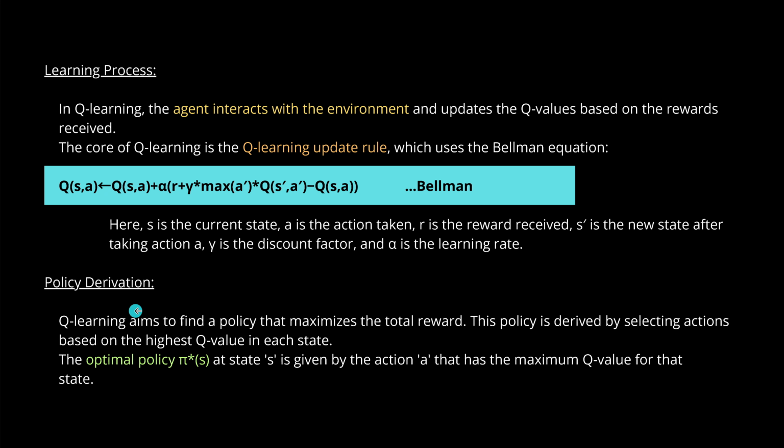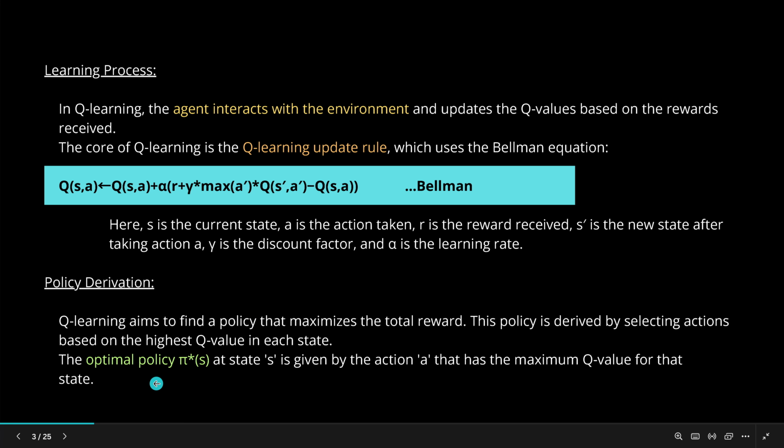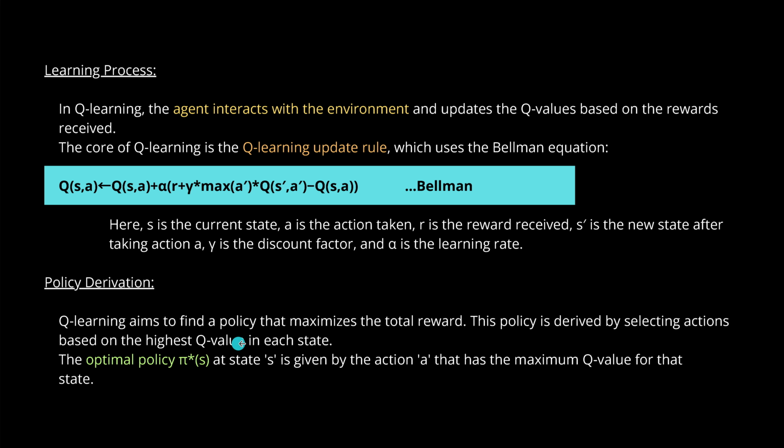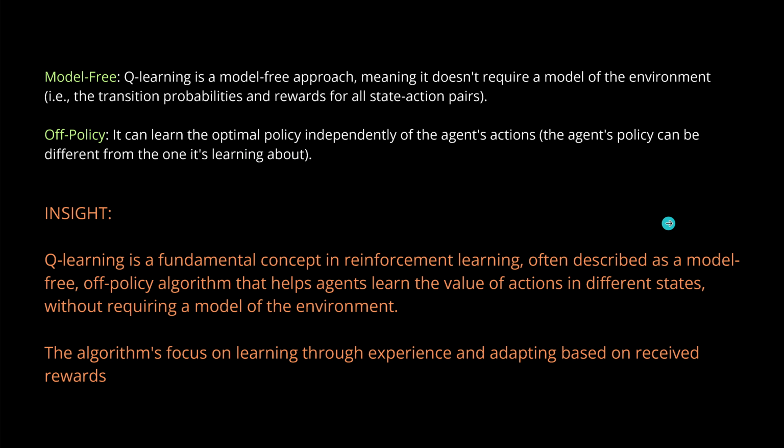Policy. Q-learning aims to find a policy that maximizes the total reward. Simple as that. This policy is derived by selecting the action based on the highest Q value in each state. And the optimized policy, this is the policy you're looking for. This is pi star. And you might say, hey, pi star, this sounds interesting. Yeah. At a state S it is given by the action A that has a maximum Q value for that particular state. Great.